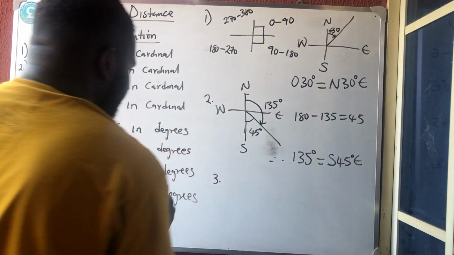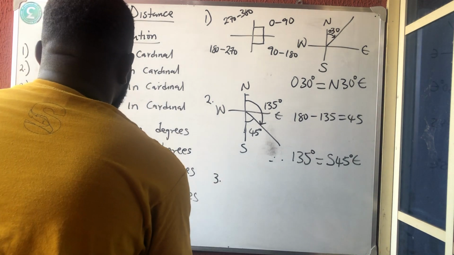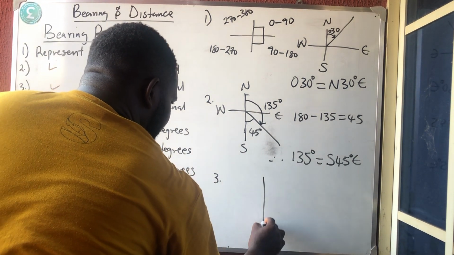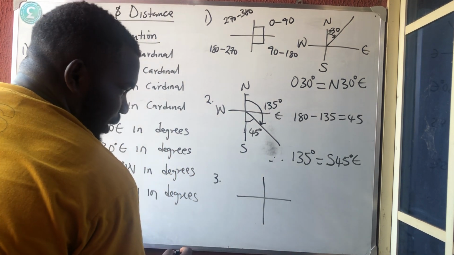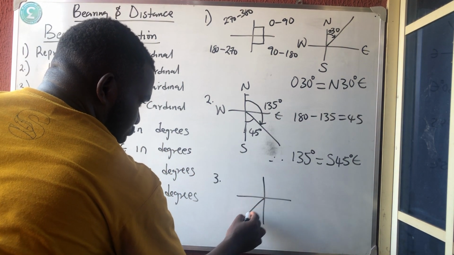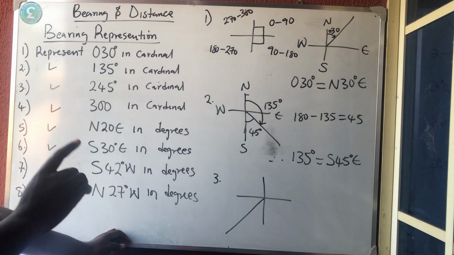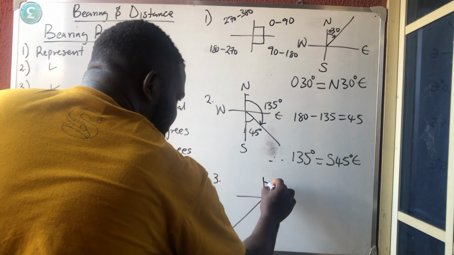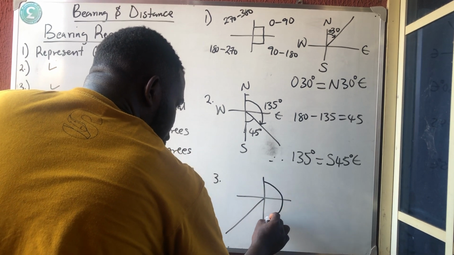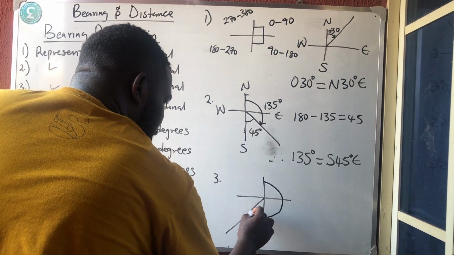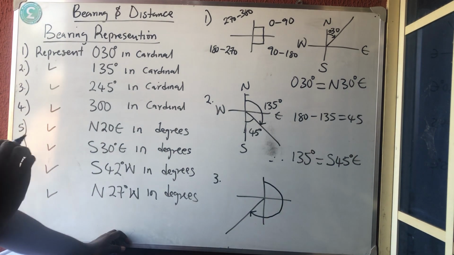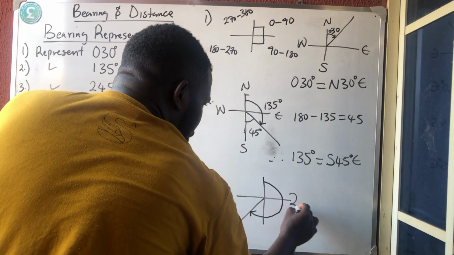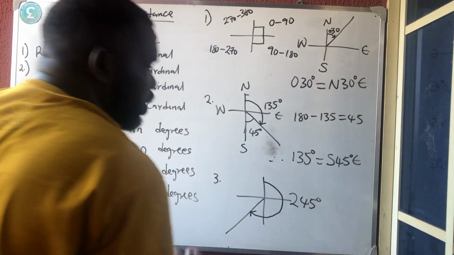Number 3 said, 245. 245 will fall in the third quadrant. So just draw any line on the third quadrant, and then your 245 will be represented from where? You must start from the north. You move until you touch your line, then you stop. So all this from here to here is 245 degrees.